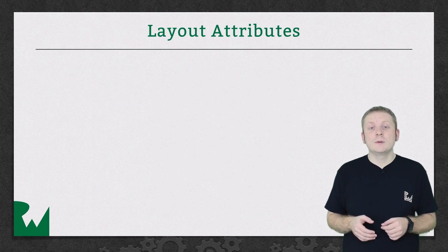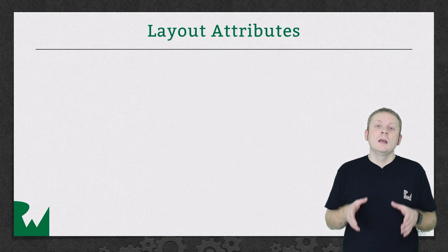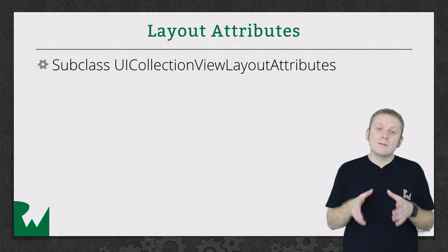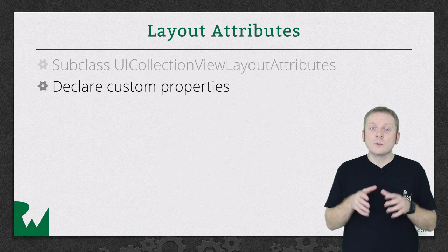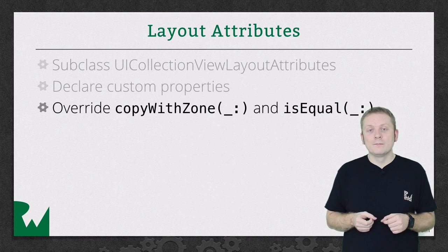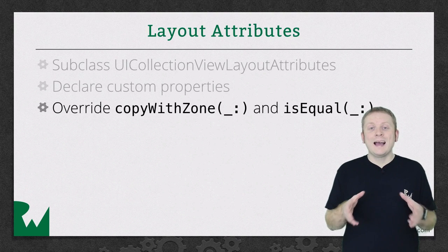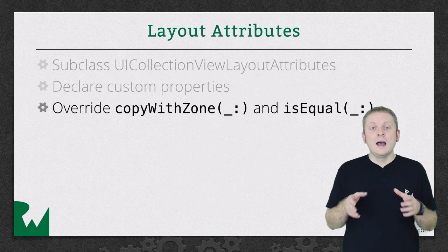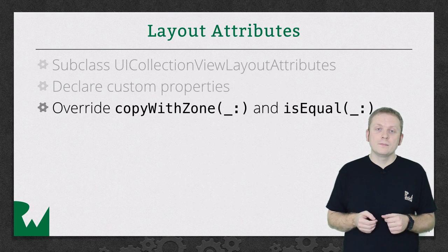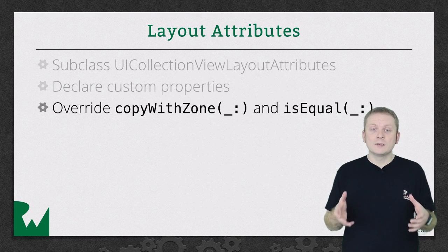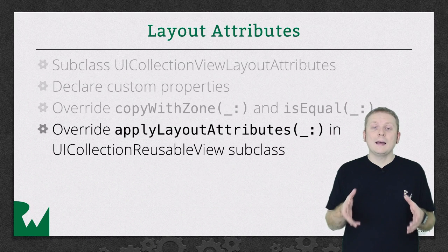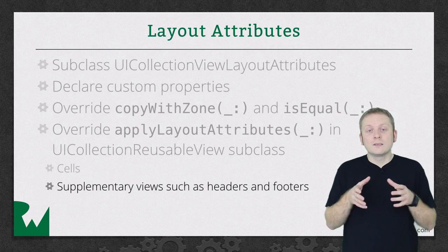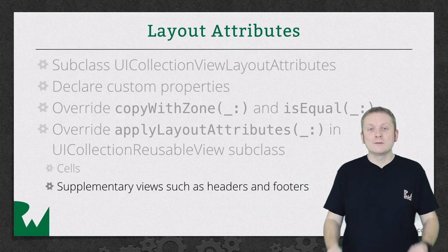If you want to supplement the base layer attributes with custom layer attributes, which is what we need to do here, then just like we did for the Pinterest layout, you need to subclass UICollectionViewLayoutAttributes. Once you have that subclass, you can then declare any custom properties, as well as override both copyWithZone and isEqual. Remember, it's really important to override those two methods, as we discussed in depth in video 2, because the collection view copies layout attributes as part of the layout process, as well as only applying layout attributes that have changed. In order to access our custom layout attributes outside of the layout itself, we need to override the method applyLayoutAttributes in any subclass of UICollectionReusableView, such as cells and supplementary views. And it's the latter that are used to implement headers and footers in UICollectionViewFlowLayout.